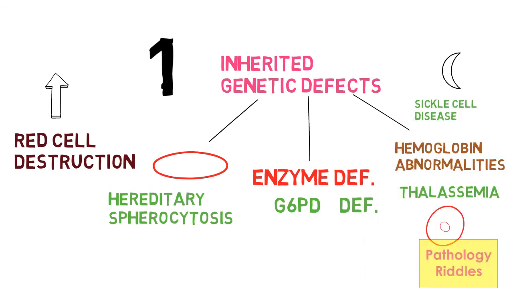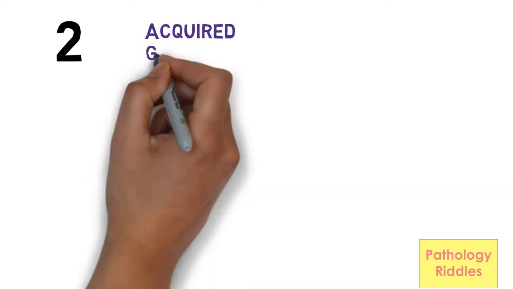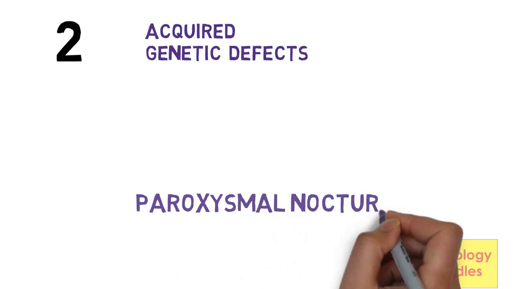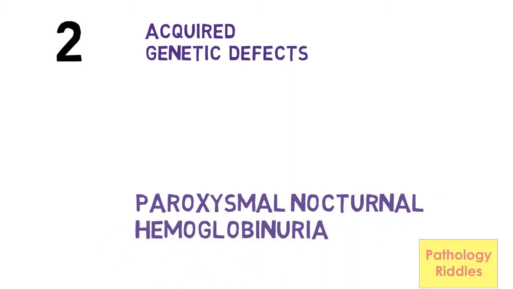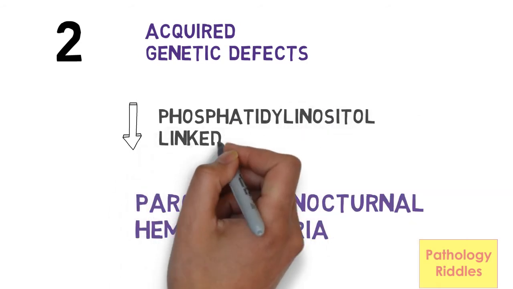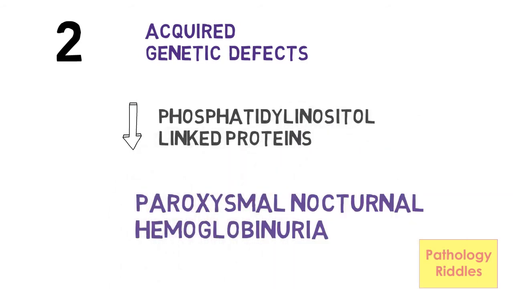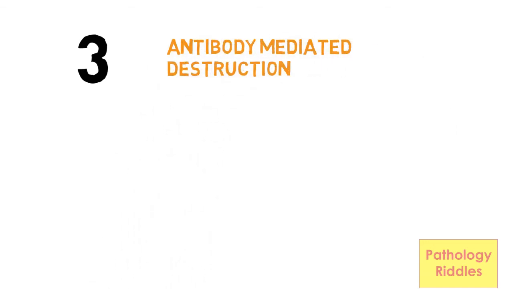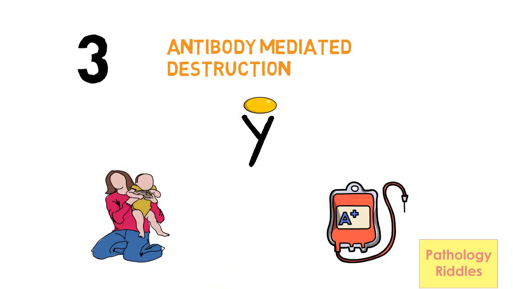Coming to the second subcause, which is RBC destruction due to acquired genetic defect. For example, paroxysmal nocturnal hemoglobinuria, which is due to deficiency of certain glycoproteins like phosphatidyl inositol linked glycoproteins, which we will study later. Third subcause is antibody mediated destruction, for example, transfusion reaction, hemolytic disease of newborn, etc.